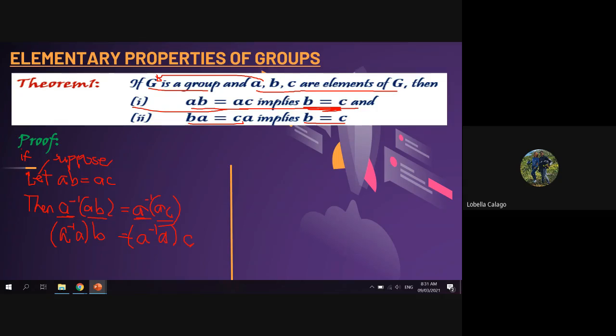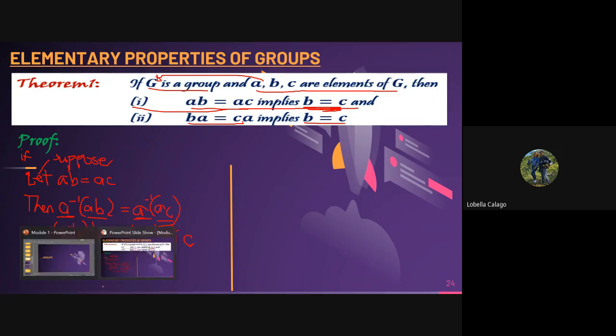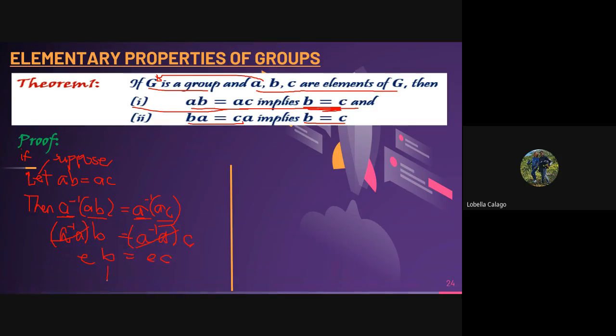Then, we all know that since this is a group, A inverse A is equals to E. So, magiging E. Ito naman ay magiging E. So kapag E na siya, automatic, B na po to, and this one is C. So therefore, nasagot na po natin yung letter A. See, if or suppose AB is equals to AC, then this implies B equals to C. How about sa number 2? Yung number 2 are the same pa rin.